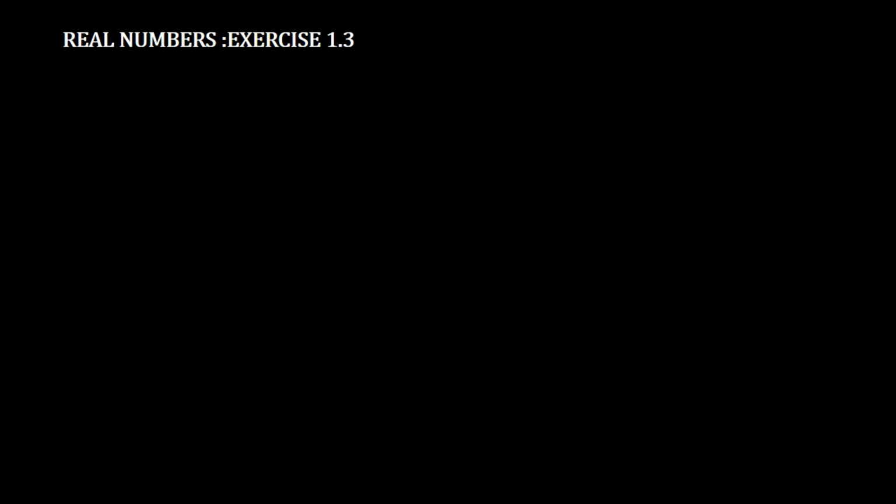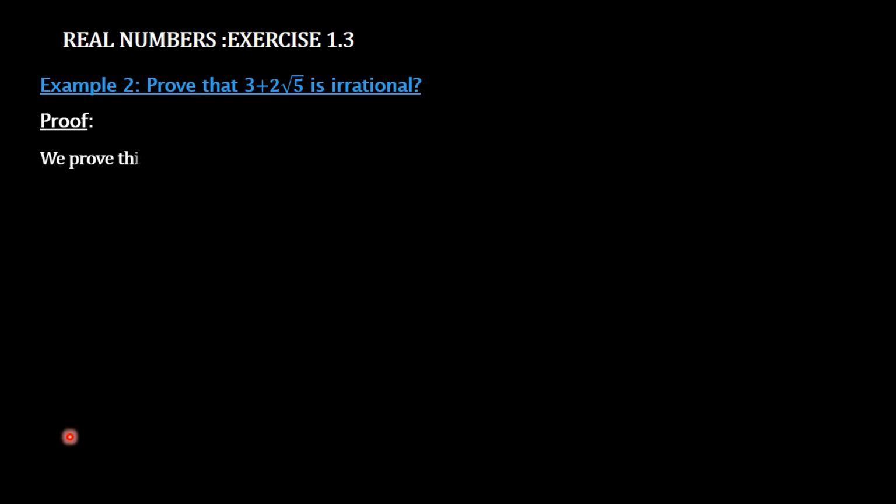So our next problem. Prove that 3 plus 2 root 5 is rational or irrational. For proving this theorem, at first we are moving on the method of contradiction. We prove this result by the method of contradiction, and for that we are assuming 3 plus 2 root 5 is a rational number.